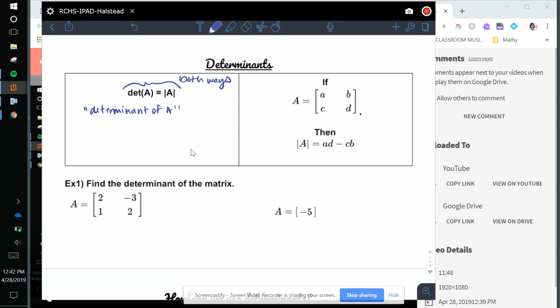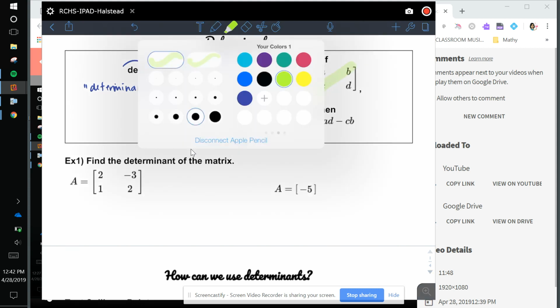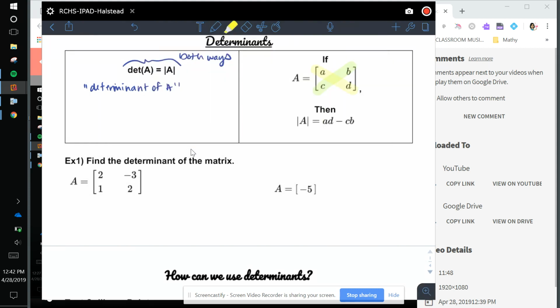So if we have a matrix A that's a, b, c, d like that, then the determinant of A is equal to a times d minus b times c. Okay? So, in other words, the diagonals subtracted from each other. Top diagonal minus bottom diagonal. So we're going to go ahead and figure out the determinant of this matrix. We're going to do the top diagonal times the lower diagonal up.